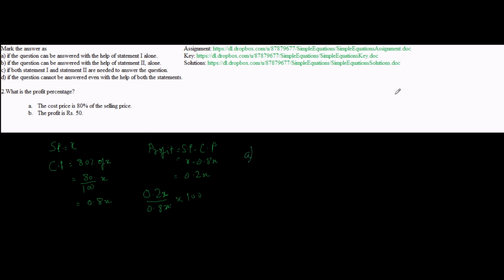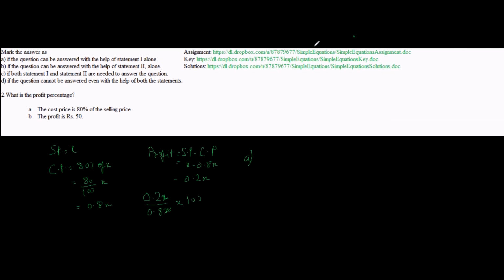That's it. You don't actually need to calculate the exact profit percentage to solve this question, because they have just asked which statement, or which group of statements, will solve this question, and we have already found out that statement 1 alone is sufficient to solve this problem. So we will mark the answer as A.